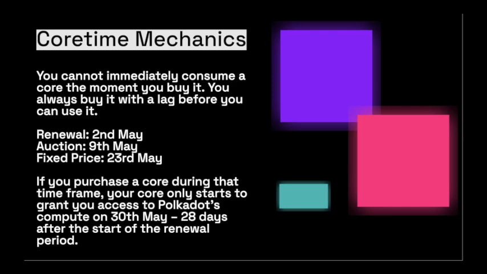So you cannot immediately consume a core the moment you buy it. You always buy it with a lag before you can use it. Here's an example. The renewal period, or the start of the sale period, starts on the 2nd of May. The auction period starts on the 9th of May, 7 days later. Then the fixed price period starts on the 23rd of May, 14 days after the auction period starts. So if you purchase a car during that time frame in May, your car only starts to grant you access to Polkadot's compute on the 30th of May, which is 28 days after the 2nd of May, right?